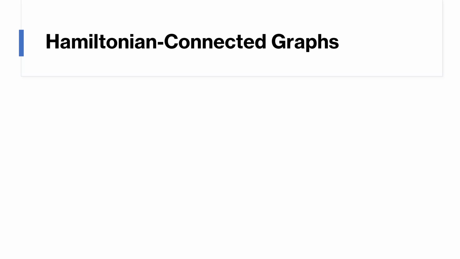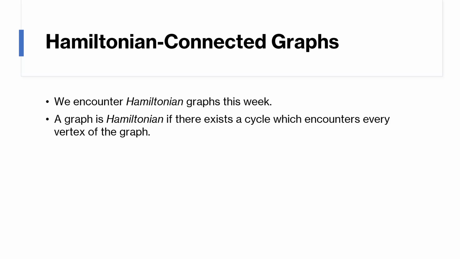So that'll sort of be our launching point. We'll talk about Hamiltonian graphs this week. Remember, or maybe you haven't watched the material yet, but a graph is Hamiltonian if there exists a cycle in the graph which encounters every vertex of the graph. So that's a Hamiltonian graph.